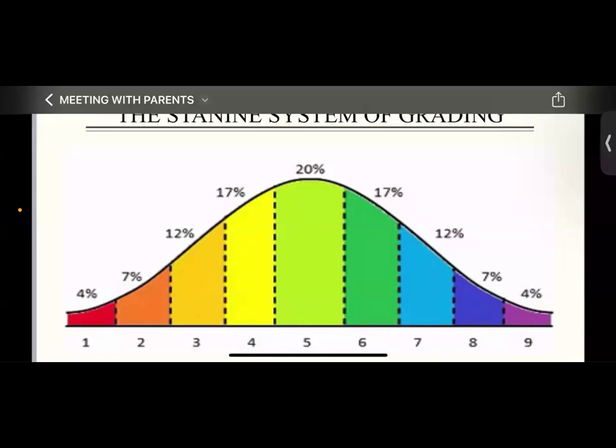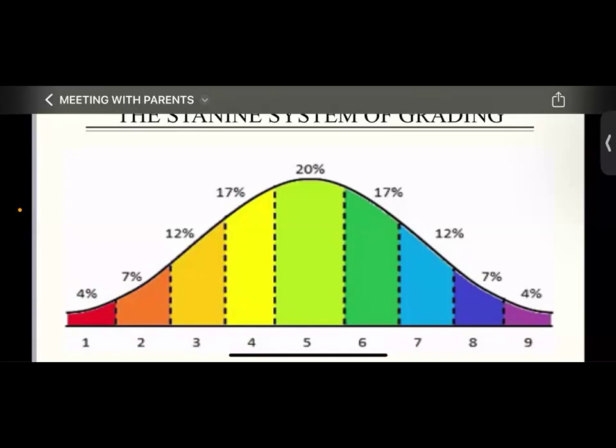We call it the bell curve because it looks like a bell. Now let's pick grade 1 here by the left-hand side. The next one is grade 2, grade 3, grade 4. So grade 5 now is actually your average score. If you are getting a grade 5 in a particular subject, that's your average score.